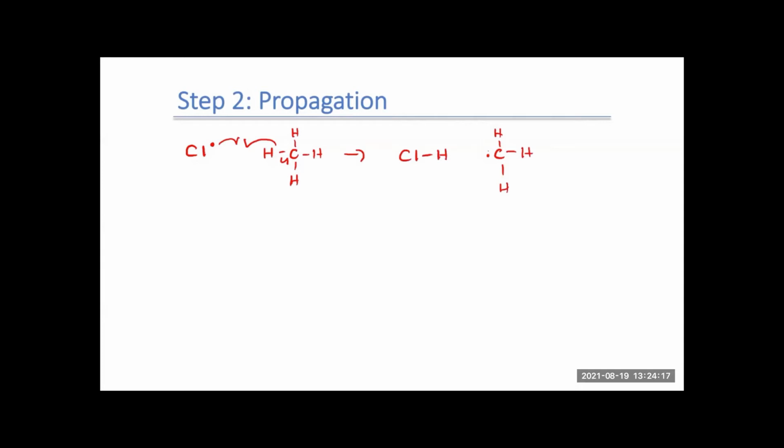That methyl radical can then go and react to create more radicals. So we can have our next step with our methyl radical, and let's say it runs into some chlorine. That radical can then give me chloromethane and a new chlorine radical.